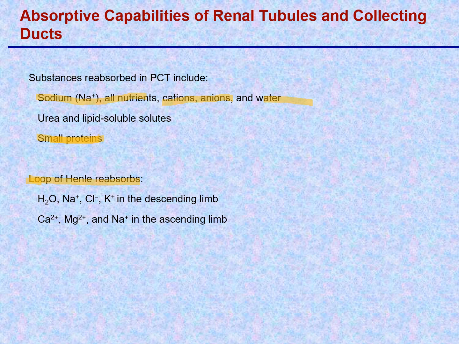In the loop of Henle, there's an important difference between reabsorption in the descending limb of the loop of Henle and the ascending limb. The descending limb can reabsorb water, but the ascending limb does not reabsorb water. And I'll show you in a slide in a few minutes what that ends up causing.